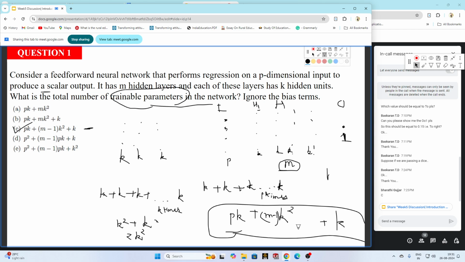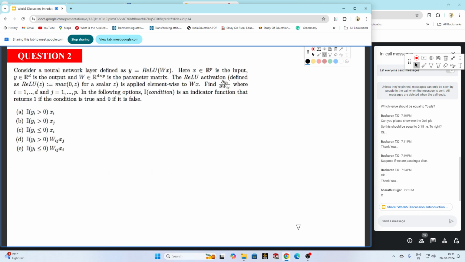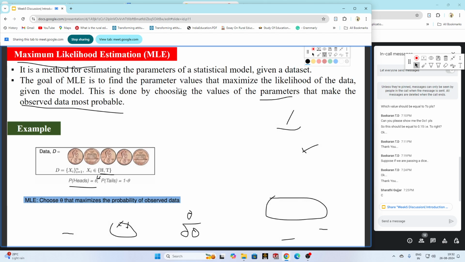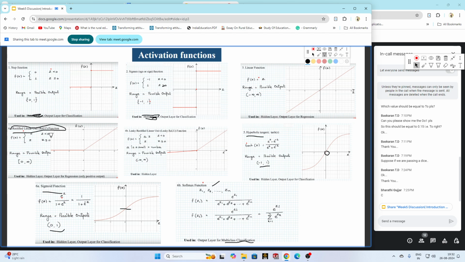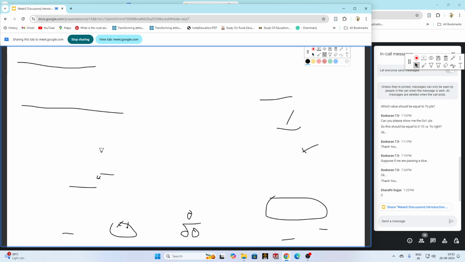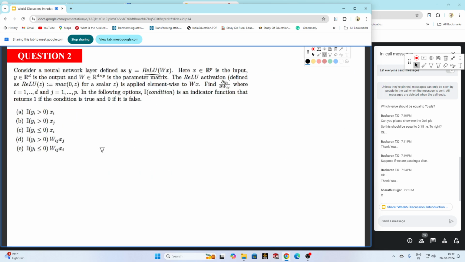Okay, no doubt, right? So let's move on to the next question. Consider a neural network layer defined by y equals ReLU(Wx). ReLU means rectified linear unit. So this is your function, right? It is telling about this type of function, that is rectified linear unit. Okay, so y equals ReLU(Wx).